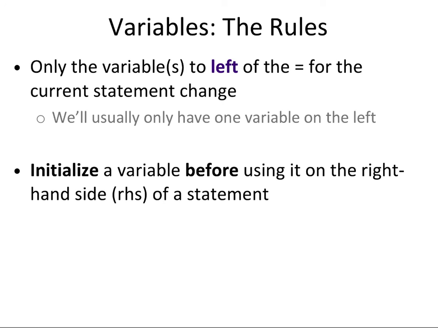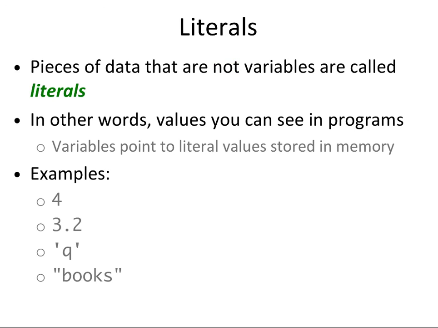In addition to calculations and computations for our variables, other values we can use include literals. A literal value is any value that you can see in the program itself. So for example, 3.2, the strings Q and books. Those are literal values, whether it's a literal number or a literal string, you can see its value. So in a program, all data is either variables or literals.